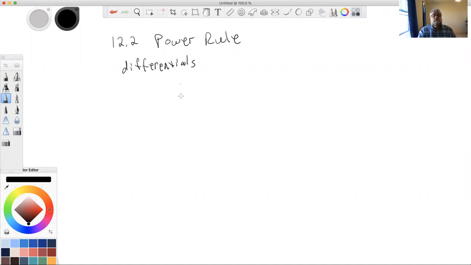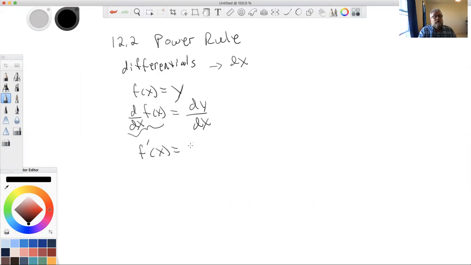differentials. The differentials are like the dx's that we saw in the integration functions. Recall that f of x typically gives us our y coordinate, right? If I want to take the derivative of f of x, one way to write the derivative is d by dx. But I have to do that to both sides of the equation. If I take the derivative of this side, I have to take the derivative of that side. We'll get the same thing. And we know this as f prime, right?